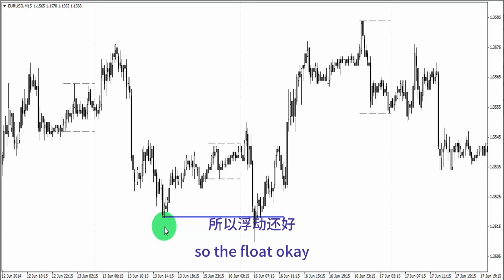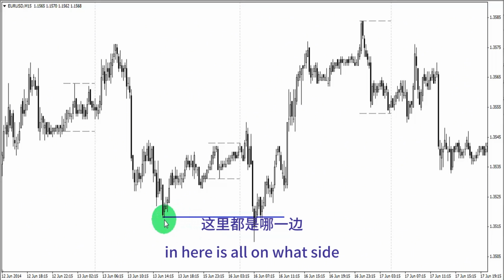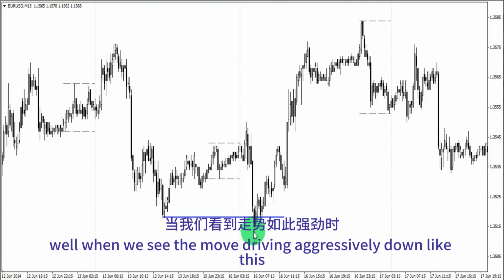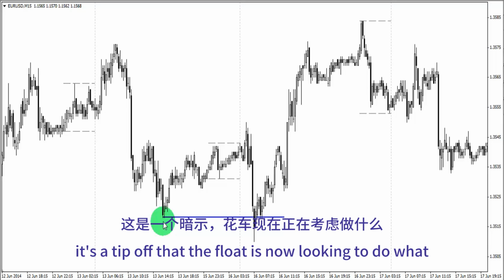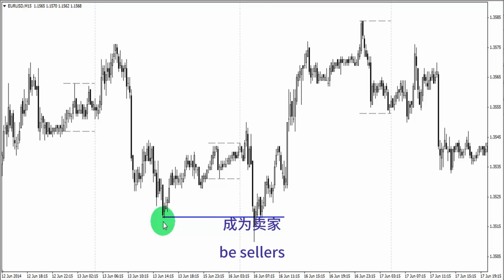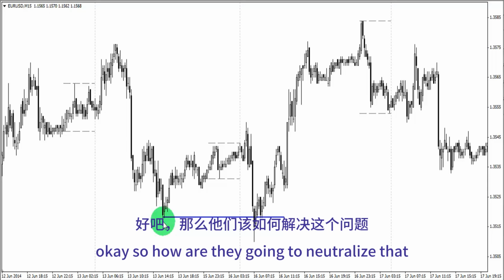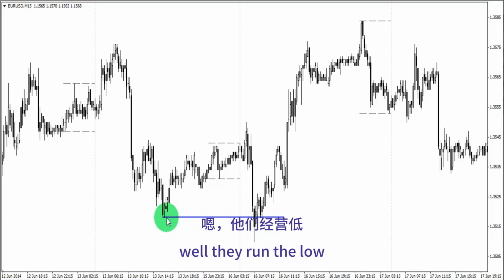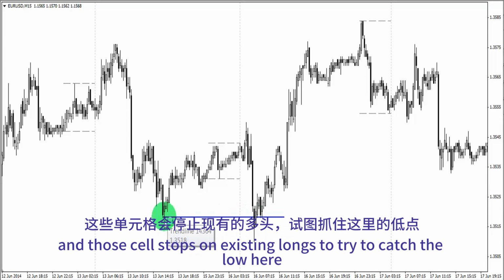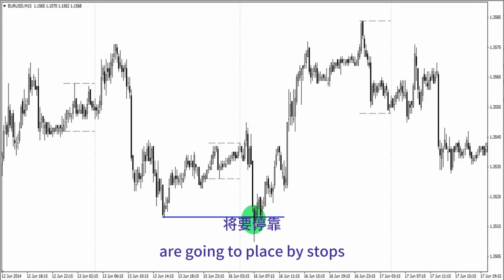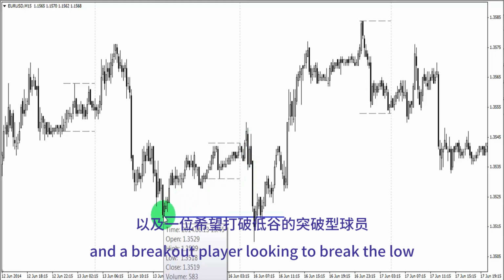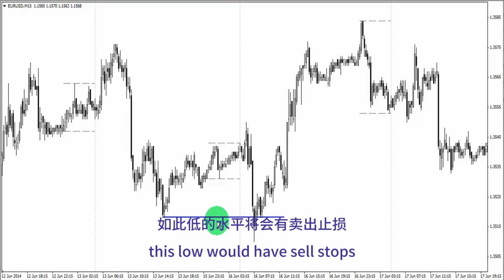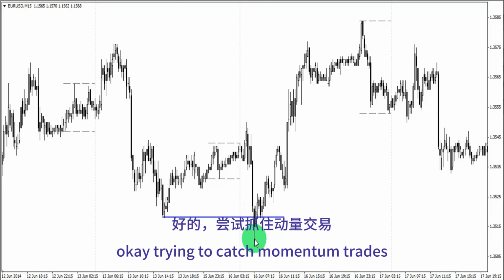So the float in here is all on what side? Well, when we see the move driving aggressively down like this, reaching below this low, it's a tip-off that the float is now looking to do what? Be sellers. So how are they going to neutralize that? Well, they run the low, suck them in, and those sell stops on existing longs that try to catch the low here are going to place sell stops on their longs, and a breakout player looking to break below this low would have sell stops, trying to catch momentum trades.